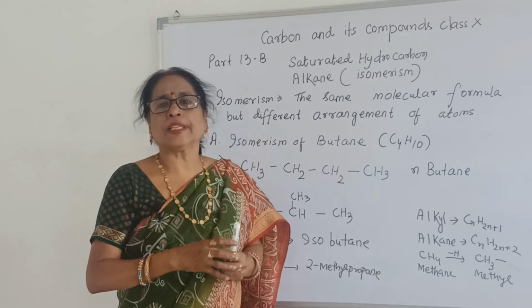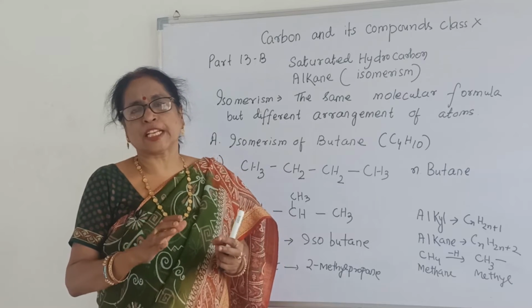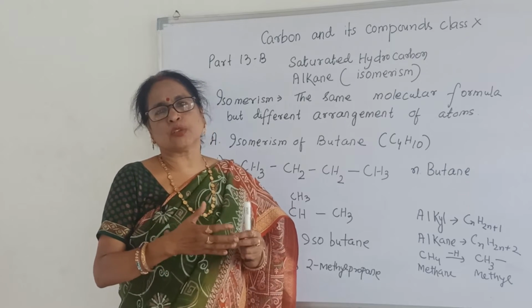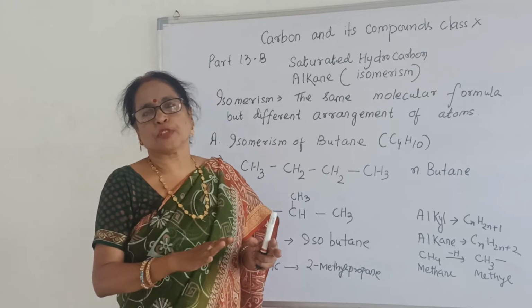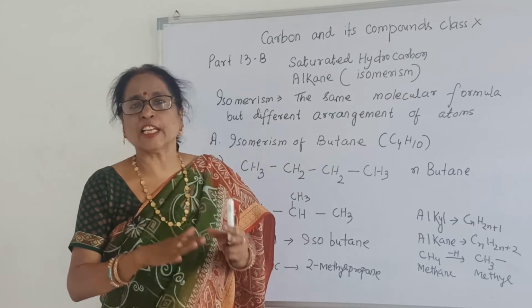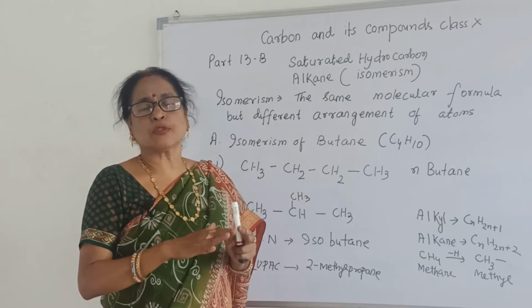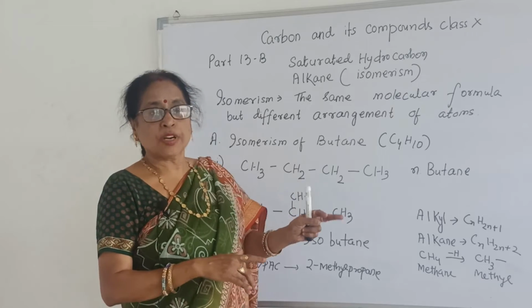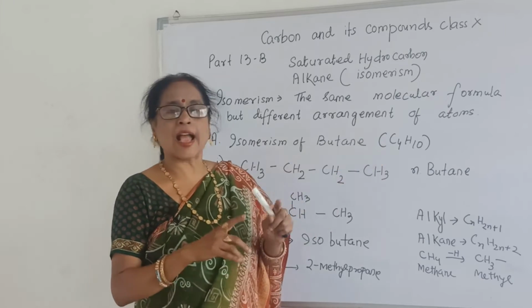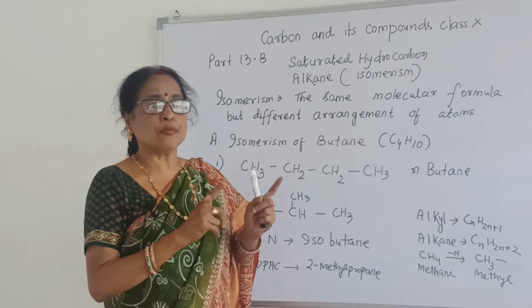When you go to methane, there is no isomerism. In ethane also there is no isomerism, and in propane also there is no isomerism. That means methane, ethane and propane never show any isomerism. But when you come to butane, what is butane? C4H10.